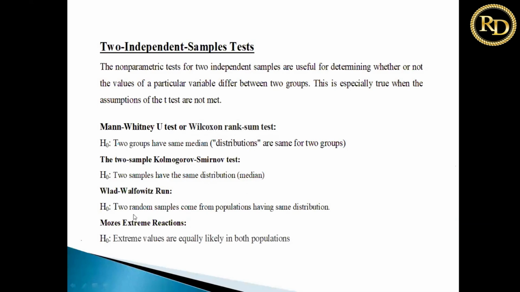Wald-Wolfowitz runs test: the two random samples come from the same population, or they have the same median. And Moses extreme reaction test: here also the null hypothesis is that extreme values are equally likely in both populations. It means the probability of extreme observations in both samples is the same.